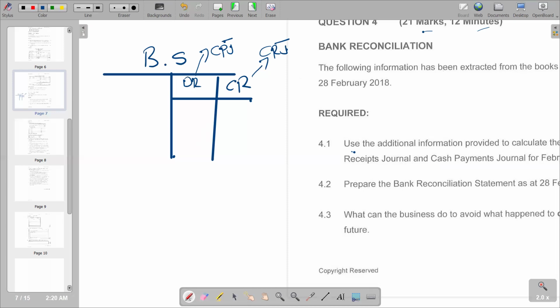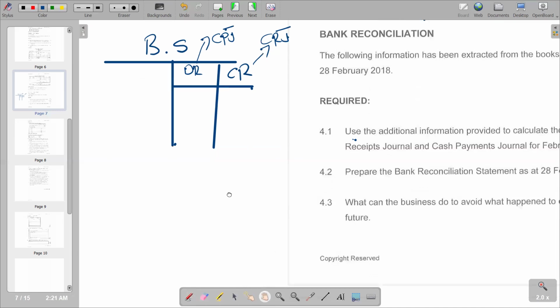So we just make a comparison from that respect so that it becomes easier for us to prepare the bank reconciliation statement. So what we are trying to say is transactions or entries that we see in the cash payments journal should be appearing on the debit side of the bank statement, and then entries that we see on the credit side of the bank statement should be appearing in the cash receipts journal. If there are differences, then corrections need to be done.